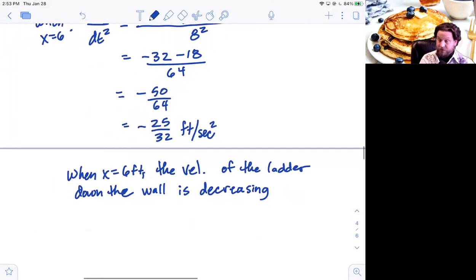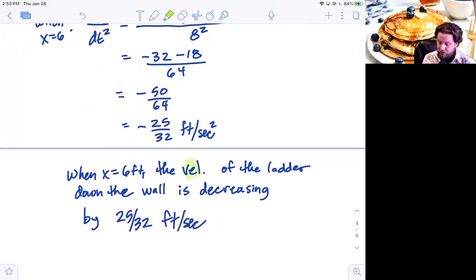So again, you can answer it in a lot of different ways. The velocity of the ladder down the wall is decreasing by positive 25, 30 seconds, and then we answer it in velocity units, feet per second. So kind of fun problems.